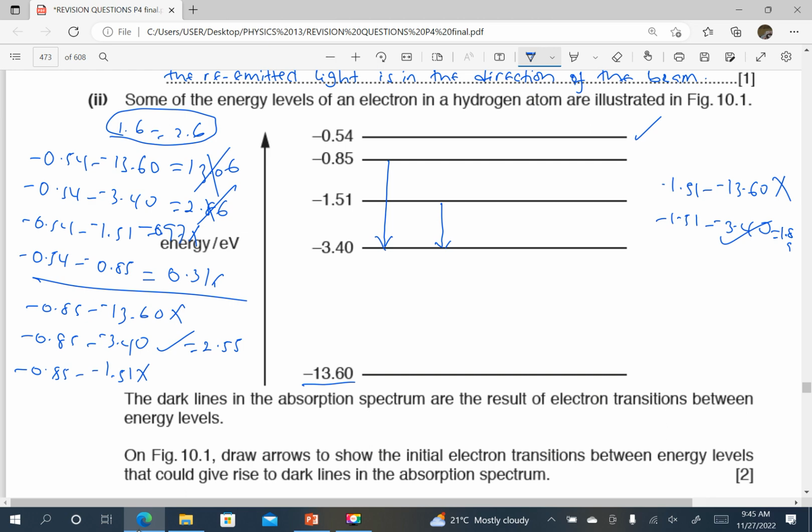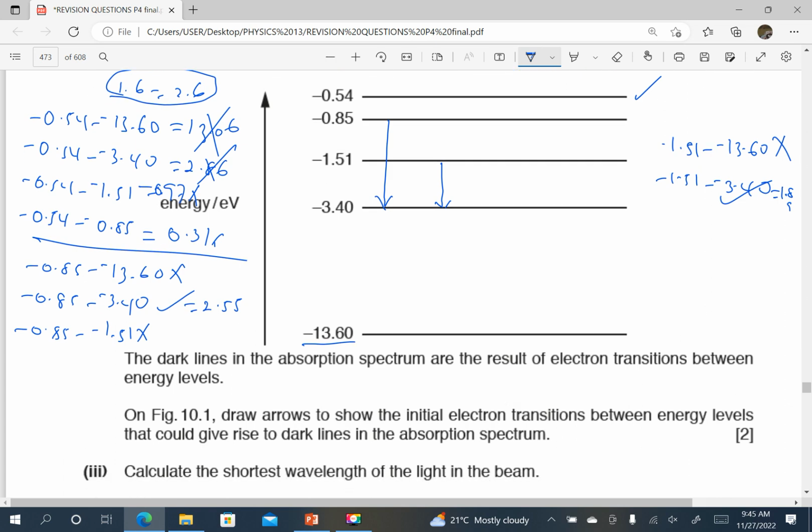Let's now check. Of course, we can't even check negative 3.4 to negative 13.6 because the difference is very large. So there are only two transitions which are possible. We have from negative 0.85 to 3.4 and negative 1.51 to 3.4. So those are the arrows that we're supposed to draw.